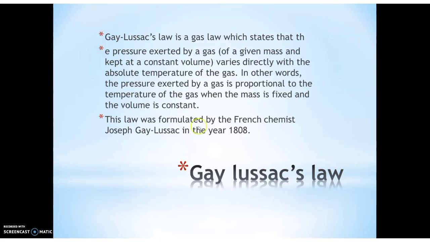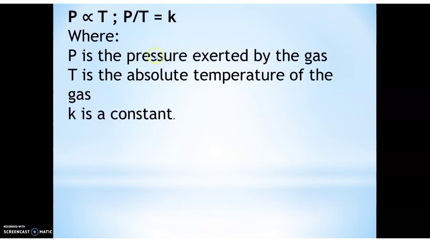So we'll see that here we know pressure varies with temperature. So pressure is directly proportional to temperature. And if we introduce the proportionality constant, we'll get P is equal to KT. And if we move the T to this side, we'll get P by T is equal to K. Where P is the pressure exerted by the gas, T is the absolute temperature of the gas, K is a constant.